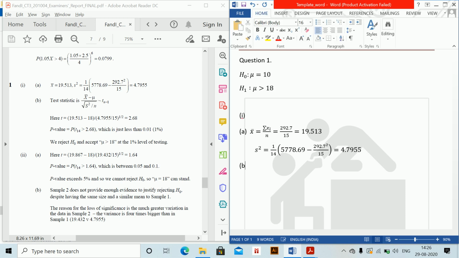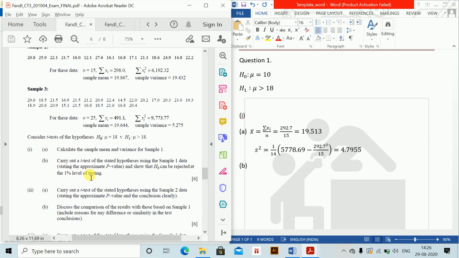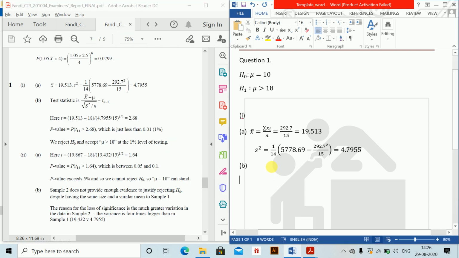Coming to part B of the question. Part B says carry out a t-test of the stated hypothesis using the sample 1 data, stating the approximate p-value and show that H0 can be rejected at the 1% level of testing. So we need to calculate the test statistic first. We have been given our H0, H1.